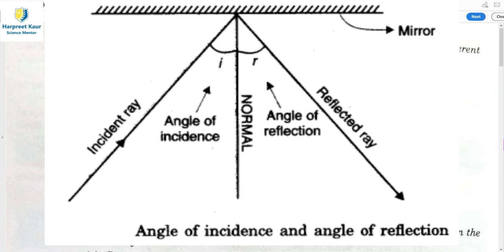So light can be emitted from luminous objects like sun, it may be tube light, bulb, torch or jugnu. All of these are luminous objects.